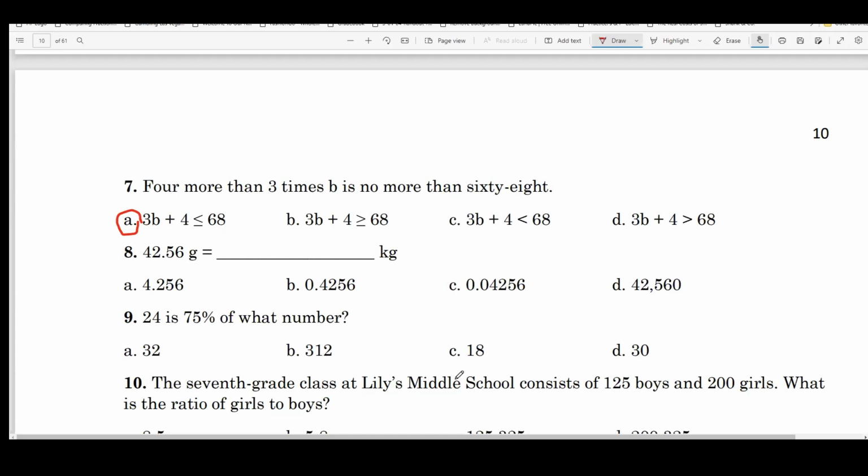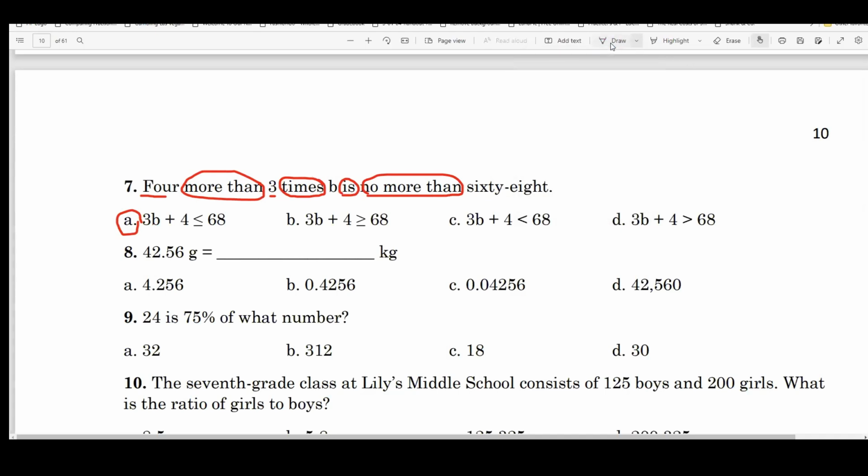So with these types of questions, you have to know your keywords. That's really what's most important, understanding what goes where. All right, so let's break everything down. Let's label everything and see how we got this answer. So it says 4, and then of course we're saying more than, 3, and whatever I'm circling is going to be the actual operation. 3 times B is no more than 68.